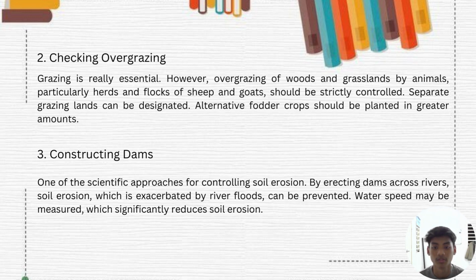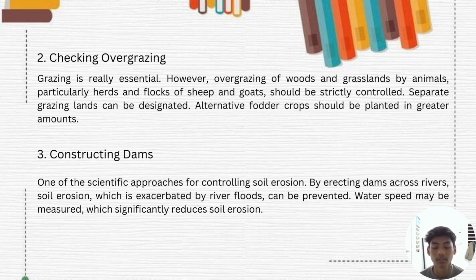Number 2, checking overgrazing. Grazing is fairly essential. However, overgrazing of woods and grassland by animals, particularly herds and flocks of sheep and goats, should be strictly controlled. Separate grazing lands can be designated. Alternative fodder crops should be planted in greater amount.